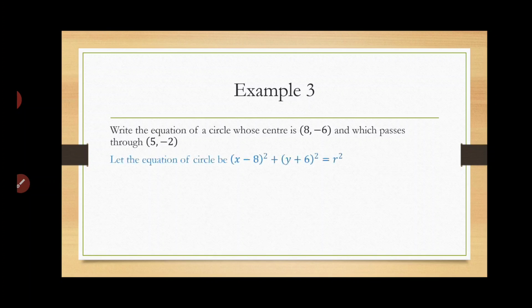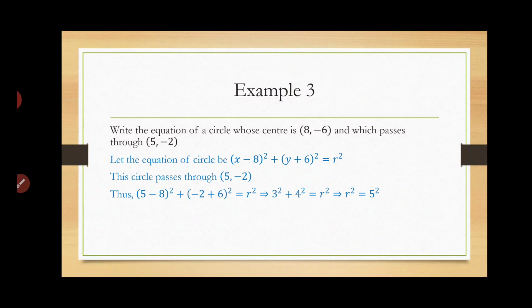Now, as I already know that the center is at (8, -6), therefore I know the equation of the circle has to be (x - 8)² + (y + 6)² = r², where r is the radius. So radius is the only thing which I don't know, so let me just find out. As the circle passes through (5, -2), I can put that into the equation and solve. After solving I get r² as 5², and therefore the equation of the circle is (x - 8)² + (y + 6)² = 5².